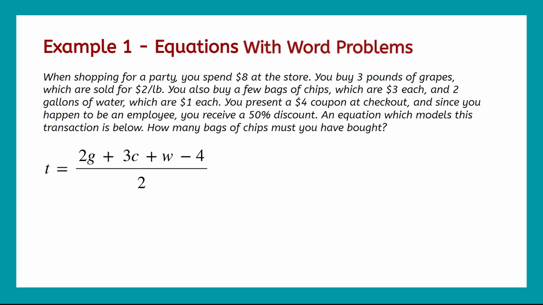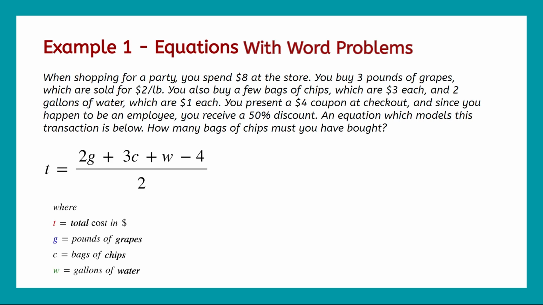So here our unknown is that bag of chips. This equation says T equals 2 times G, that's taking into account the cost of the grapes, plus 3 times C, where C is the bag of chips, plus W, which is the gallons of water, minus 4, divided by 2. The minus 4 takes into account your $4 coupon, and the division by 2 gives you that 50% discount. So here's all the variables listed. T is that total cost, G is pounds of grapes, C is bags of chips, and W is gallons of water. So we can now list out the variables that we have in our problem.